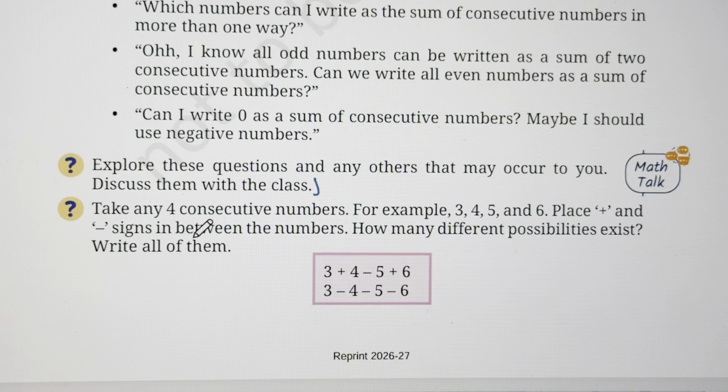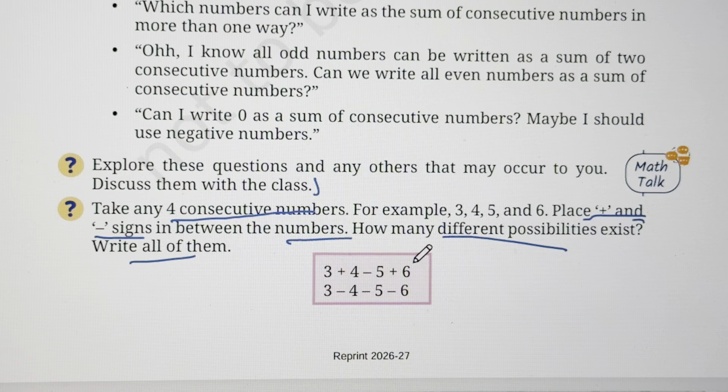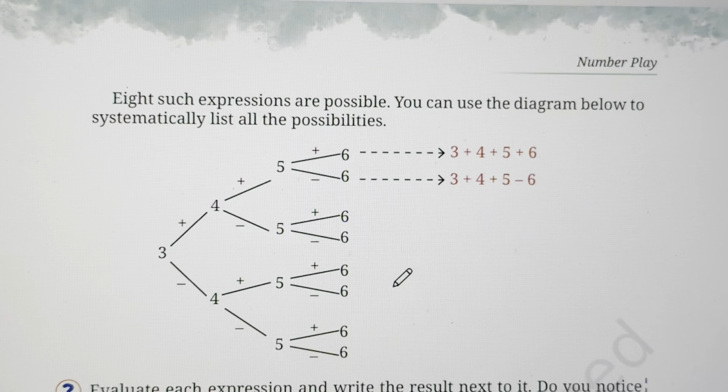Take any 4 consecutive numbers, for example 3, 4, 5, 6. Place plus and minus signs in between the numbers. How many different possibilities exist? Write all of them. So here they have given 2 sets, like 3 plus 4 minus 5 plus 6, and 3 minus 4 minus 5 minus 6. So are there only 2 possibilities? No, there are more such possibilities. So let us see that.